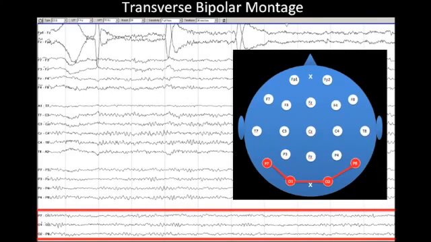The transverse bipolar montage is particularly good at focusing one's attention to the center of the head. Many sleep transients are maximal at the center of the head, and so the transverse bipolar montage can be useful at looking at sleep. The second type of montage we will discuss is the common reference montage.